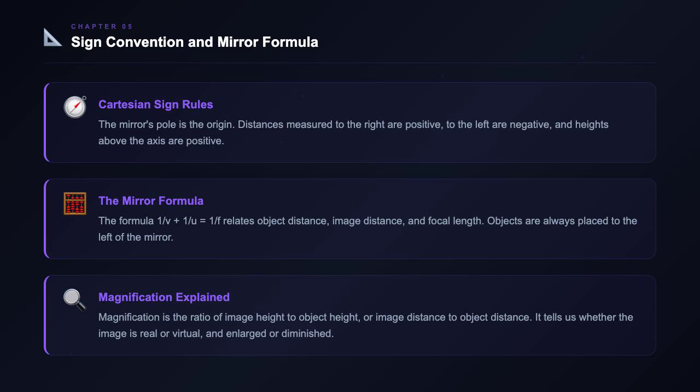The mirror formula is 1/v + 1/u = 1/f, where u is object distance, v is image distance, and f is focal length. Magnification compares image size to object size. It's calculated as image height to object height, or image distance to object distance. Magnification determines if an image is real and inverted, or virtual and upright, and whether it's enlarged or diminished.